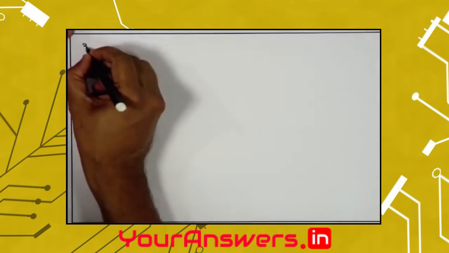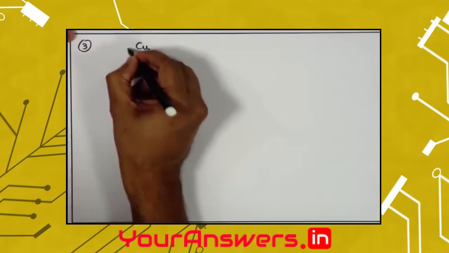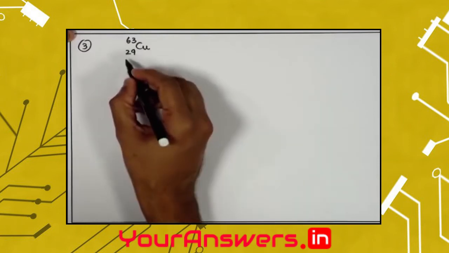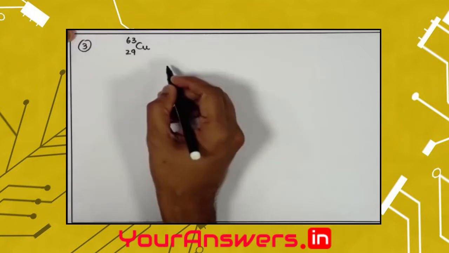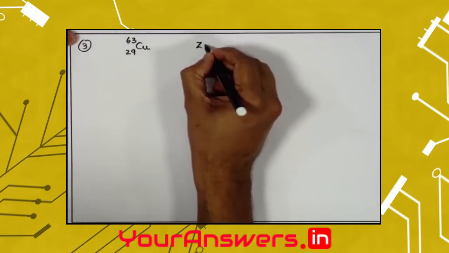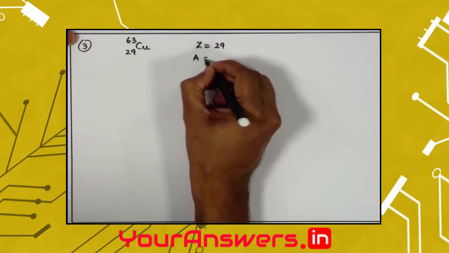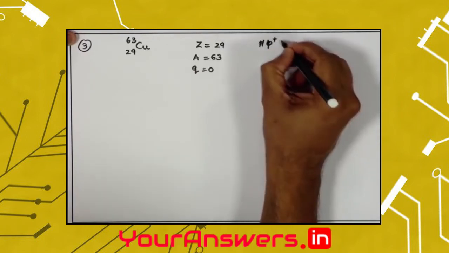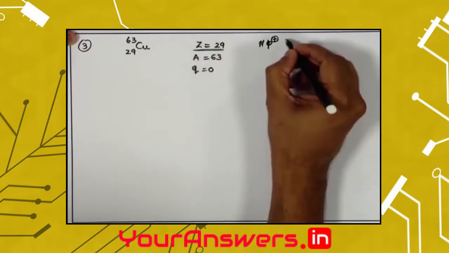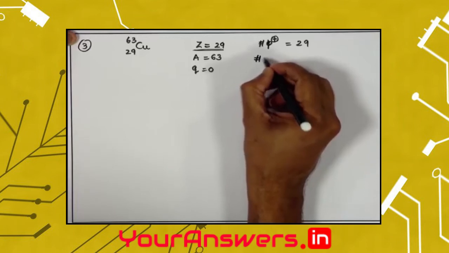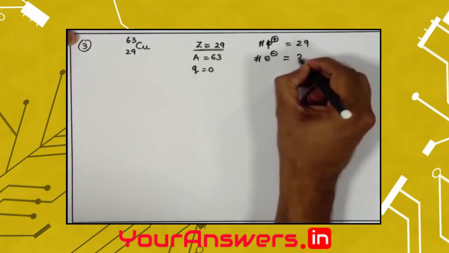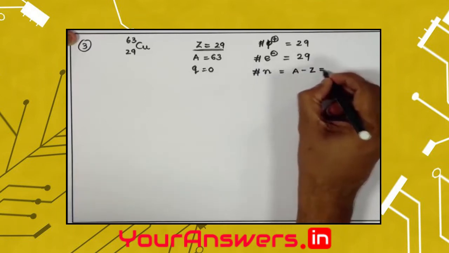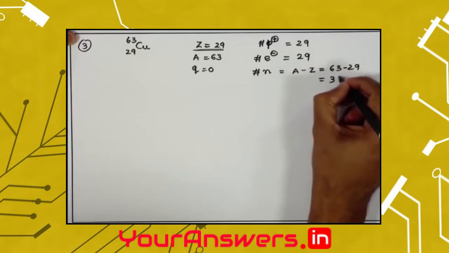Let us take another example. Let us say we have this information: Cu 29 63. So this is a copper atom whose atomic number is 29, whose mass number is 63. And we have to find out the number of electrons, protons, neutrons, and the charge on this. Of course, the charge is given as 0. So what I know is Z is 29, A is 63, Q is 0. Let us find out the number of protons first. The number of protons is the atomic number, so this is 29. Since the charge is 0, the number of electrons must be equivalent to the number of protons, and the number of neutrons is A minus Z, which is 63 minus 29, and that is 34. We got that.